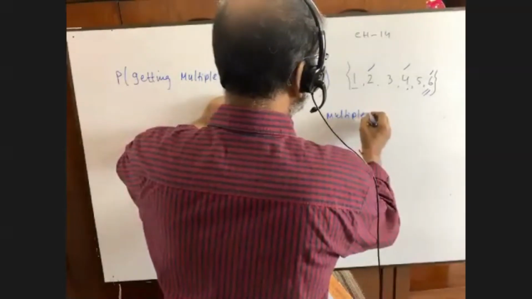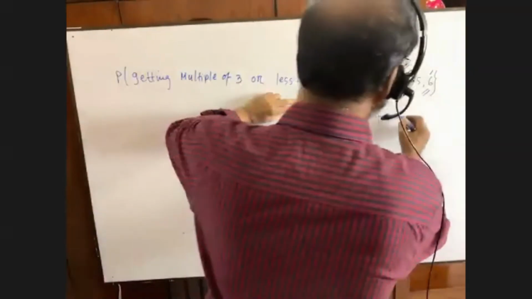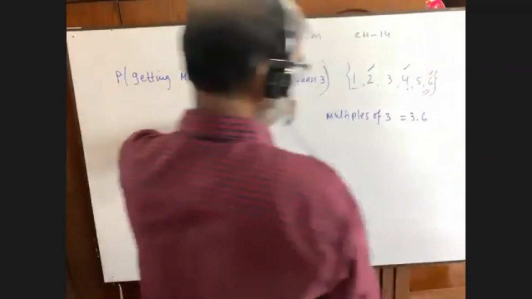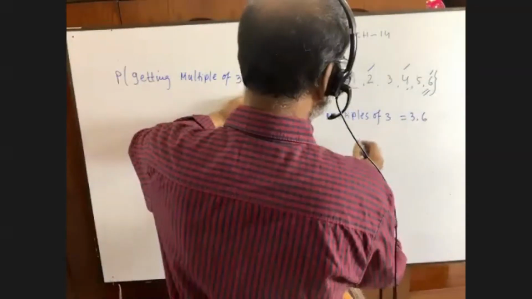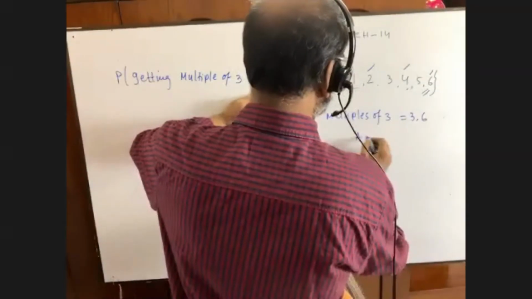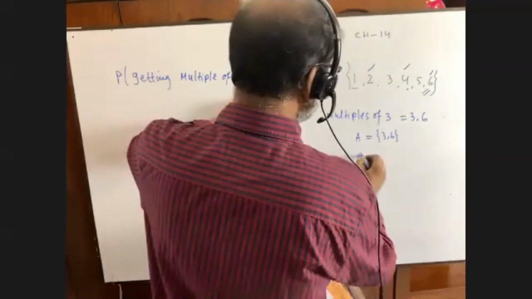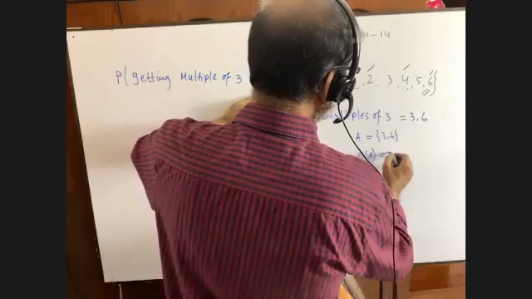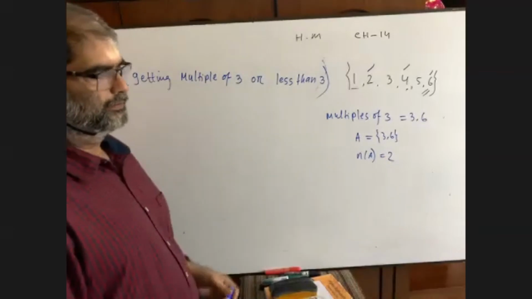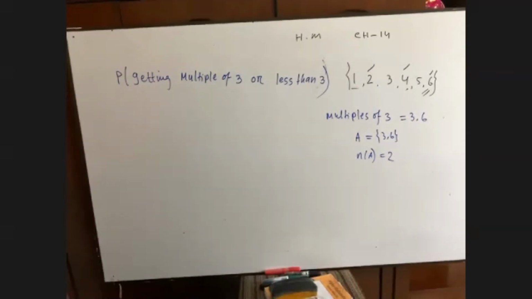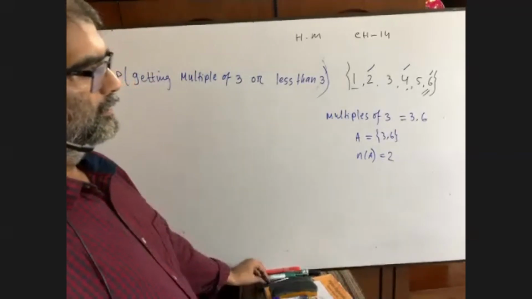Multiples of 3. How to do, please? Multiples of 3: 3, 6. Right? Okay. The multiples of 3, you name it. Suppose A equals 3, 6. So n of A equals to what? Talk to me. N of A means what? Number of elements of A. Is it okay? Are you getting me? Please talk to me. Yes, sir. We are, sir.